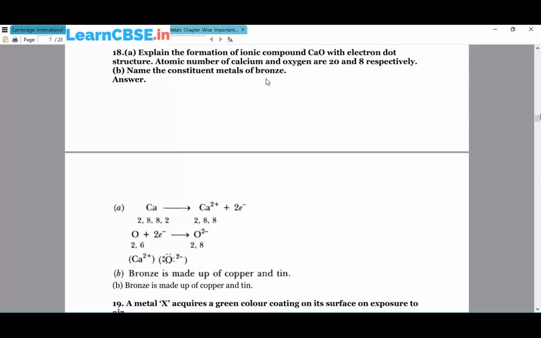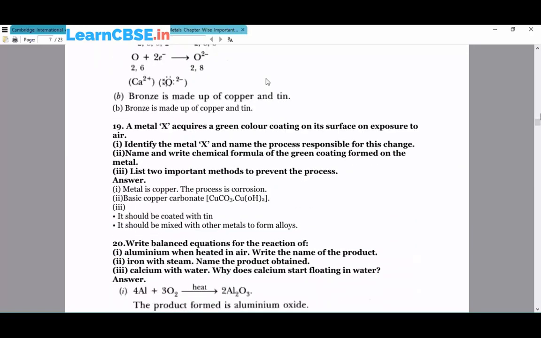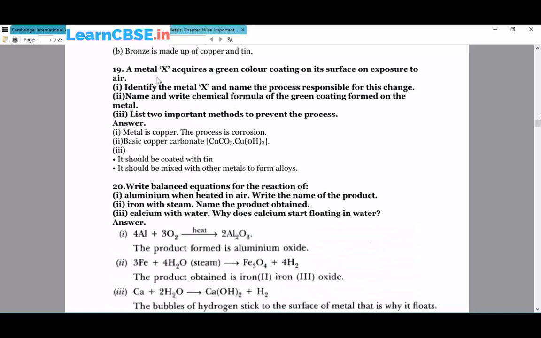Name the constituent metals of the bronze. The bronze is made up of copper and tin. A metal X acquires a green color coating on its surface on exposure to the air. Identify the metal X and name the process responsible for this change. So the metal is copper, and the process we call corrosion.